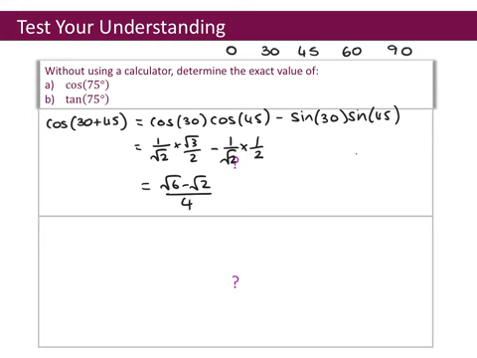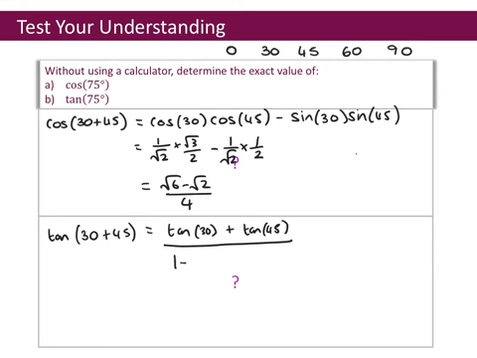Perfect. And then tan of 75, again, we're going to use the same. So we're going to have tan of 30 plus 45, which is going to give me tan of 30 plus tan of 45 over 1 minus tan 30 tan 45. Now, of course, you could put this into your calculator, but you're not going to get the marks, okay? Because it's one of those show that questions. Now, we could do this way.